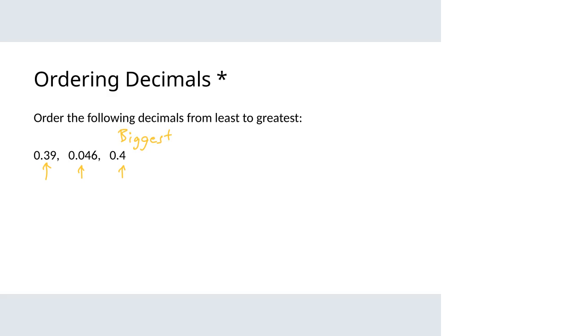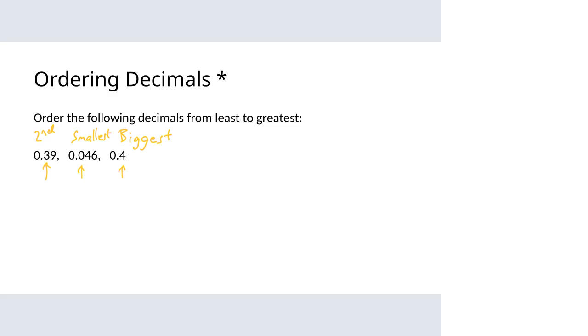And then the next biggest would have the next biggest number in the tenths place, which is 0.39. So this is going to be second, and then this is going to be the smallest. And that's perfectly reasonable. You can look at the tenths place and see which one's the biggest, and that's the one that's going to be the biggest.